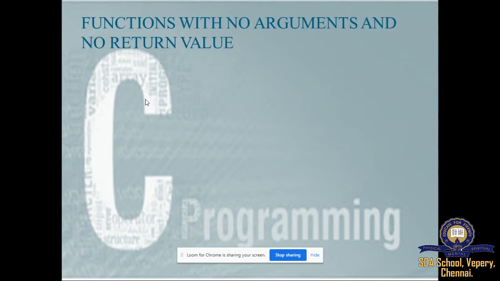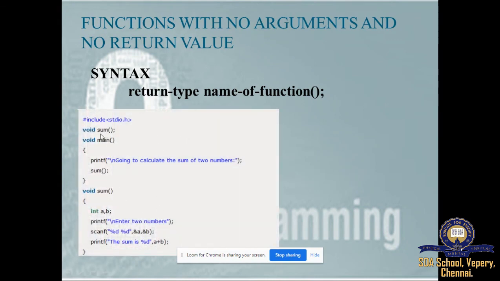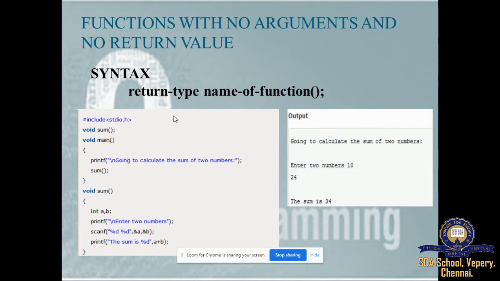So the first type is function with no arguments and no return value. So both no arguments and no return value. This is the syntax. Just mention the return type, name of the function, and empty parentheses, since there is no return value. See this example. Here void is the return type and sum is the function name, and there is no return value. No return value in the sense that within the function itself, it will be printing the values. And this is a function declaration, and this is the function call, and this is the function definition. So all the three things should come under a program for a function. So this is the output.